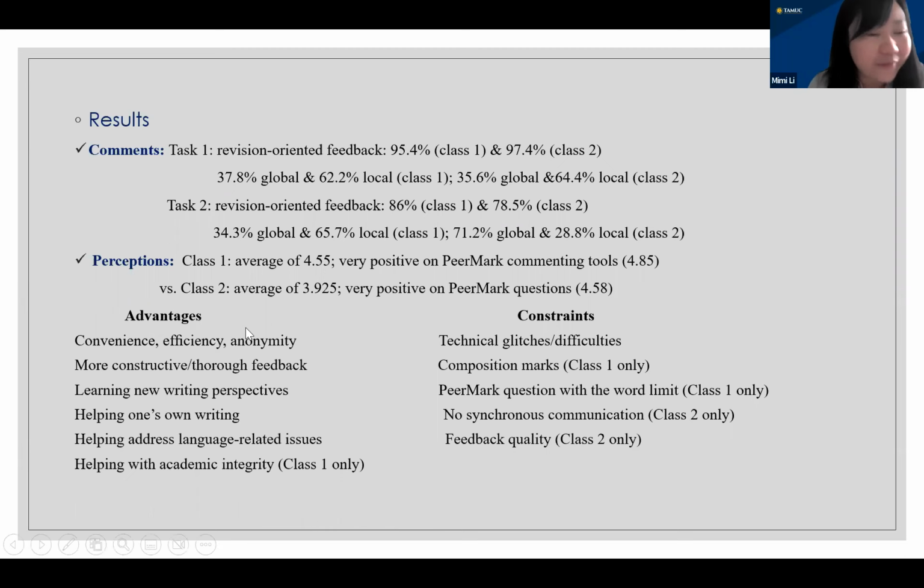In terms of the advantages, students believe they provide more constructive feedback. They learn new writing perspectives. They help their own writing as well. And they try to address the language-related issues. In terms of the constraints, for example, there are some technical glitches, and some students mentioned that the composition marks are not enough, and they want synchronous communication as well.